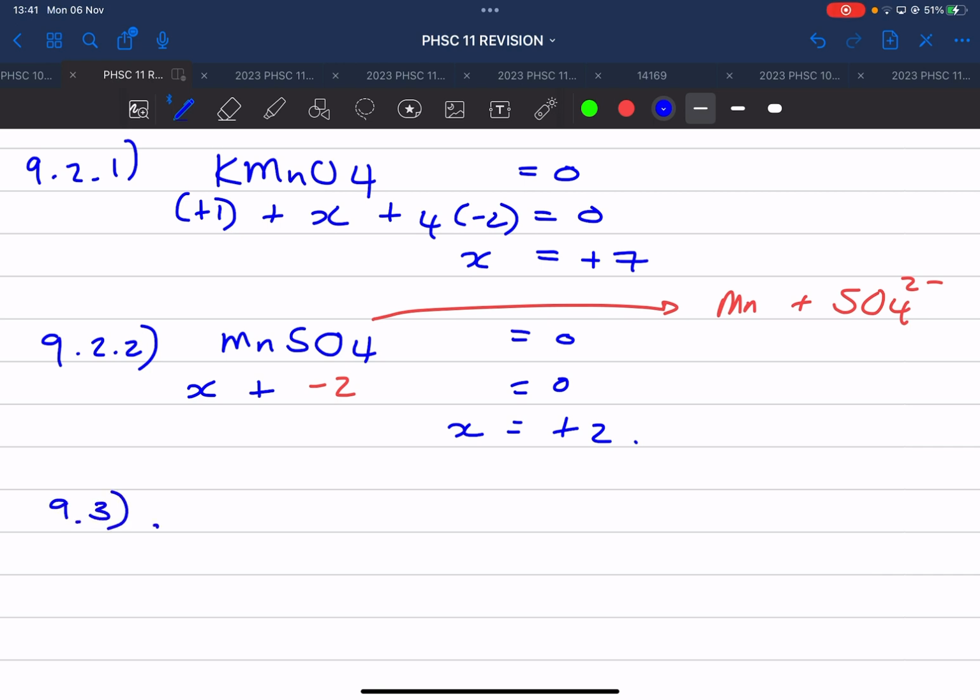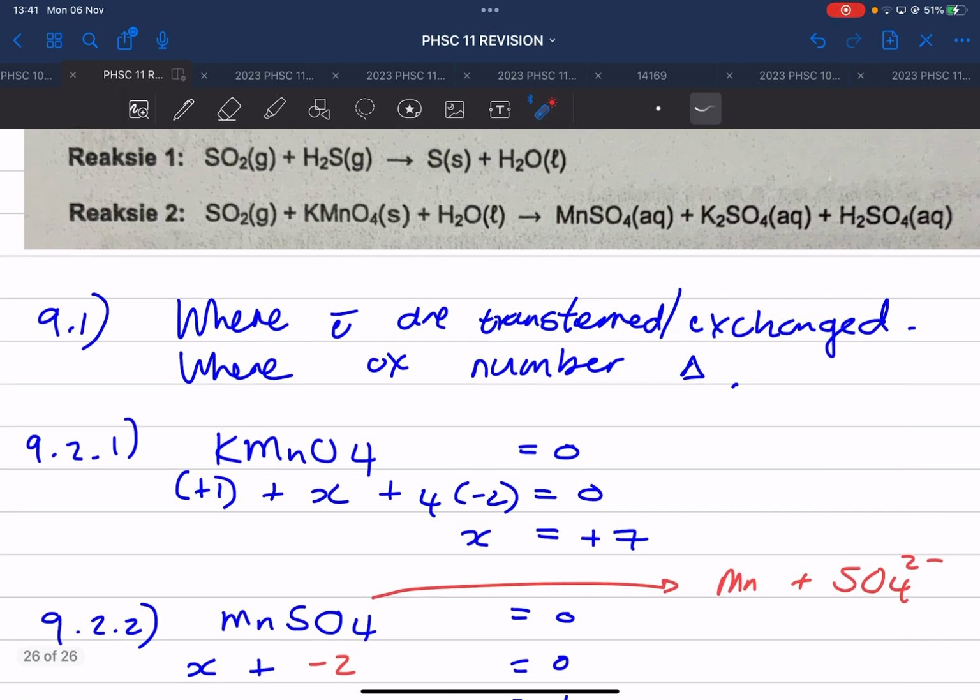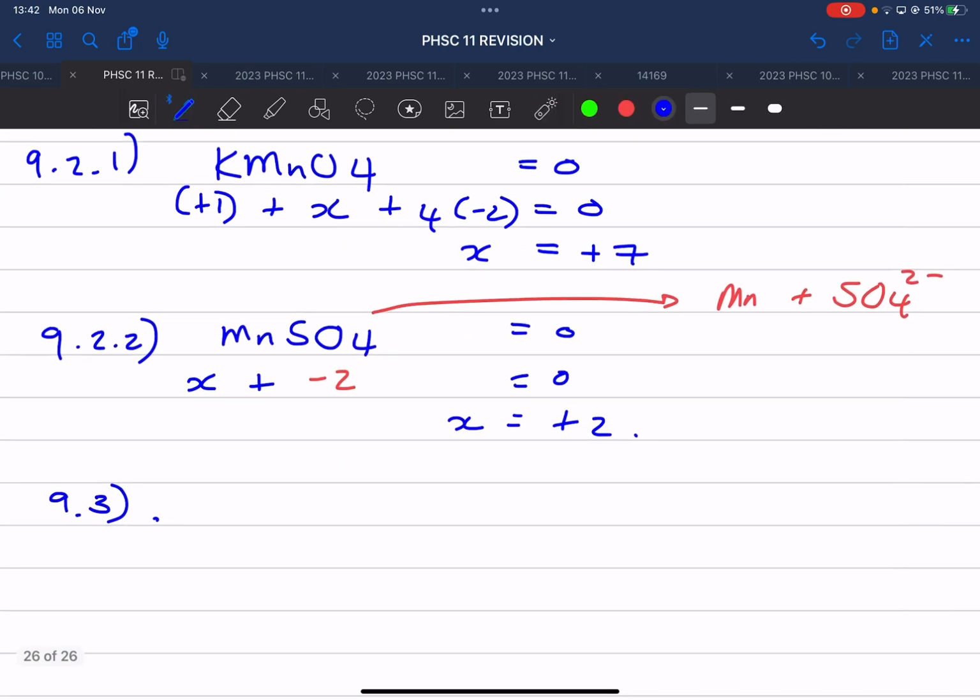9.3 they say: in reaction 2, is manganese oxidized or reduced? Give a reason for your answer. Okay, so here's reaction 2. You see we go from there to there. Okay, so we go from +7 to +2.